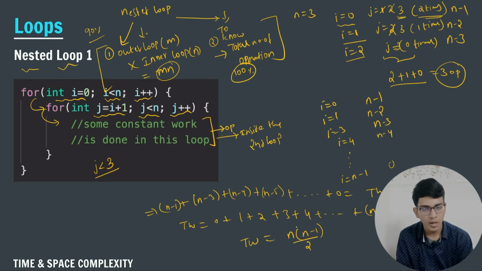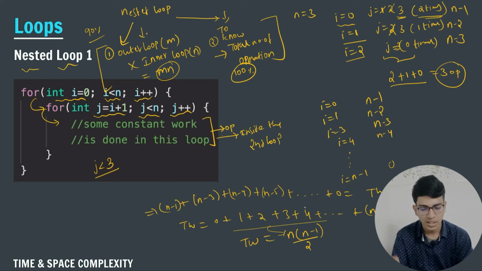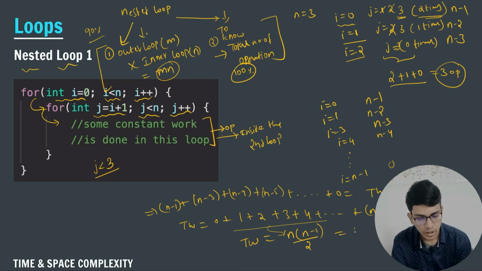So this is the formula from math. Remember guys, that when we get an AP, the sum of those numbers up to the nth term will become n into n minus 1 divided by 2. So this will become n square minus n divided by 2.